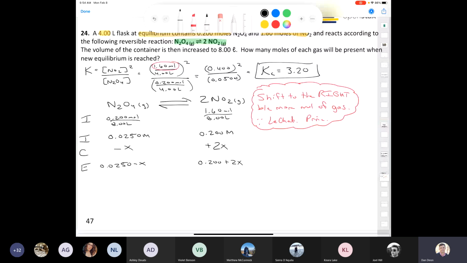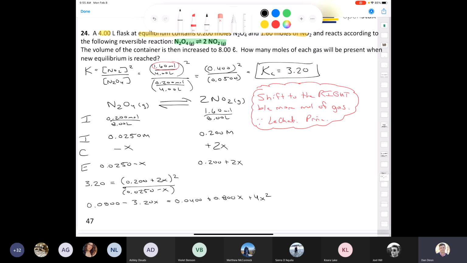We've got our equilibrium constant 3.20, which is equal to 0.200 plus 2x, and I have to square all that, divided by 0.0250 minus x. So this is going to end up being a polynomial and we have to solve the quadratic. You end up with 0.0800 minus 3.20x is equal to 0.0400 plus 0.800x plus 4x squared.